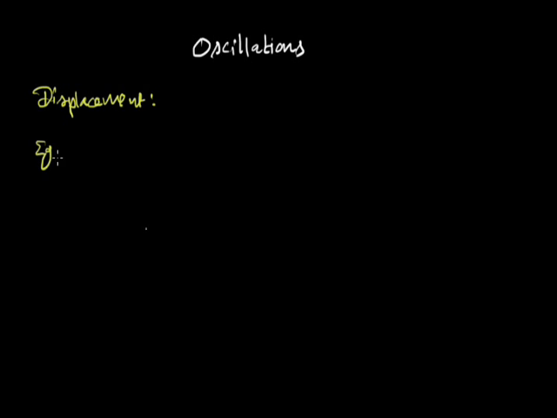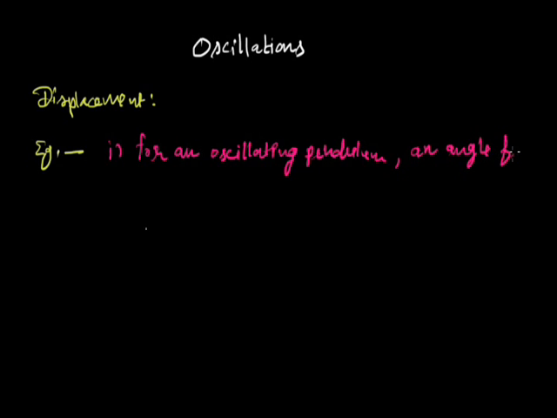Suppose the first example is, for an oscillating pendulum, an angle from vertical as a function of time is a displacement variable.